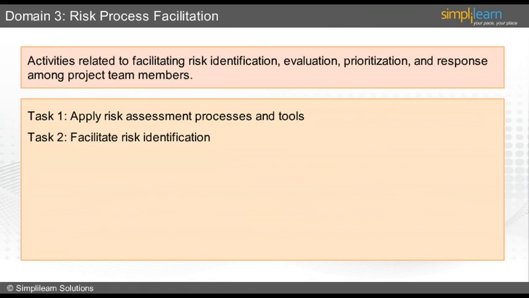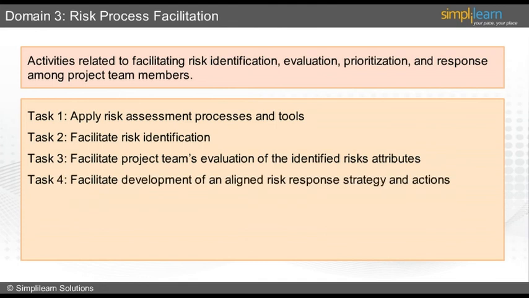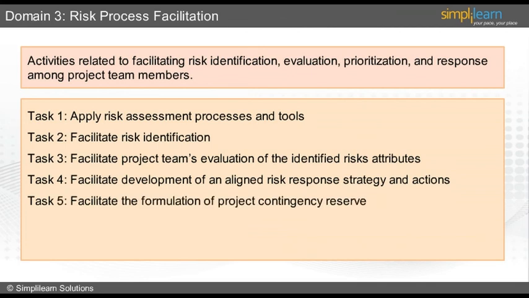Task 2 is to facilitate risk identification using a variety of techniques to enable project team and stakeholders to understand and determine the risk exposure of the project. Task 3 is to facilitate project team's evaluation of the identified risks attributes using qualitative and quantitative methods for risk prioritization and planning. Task 4 is to facilitate development of an aligned risk response strategy and actions from the gathered information. Task 5 is to facilitate the formulation of project contingency reserve based on risk exposure.